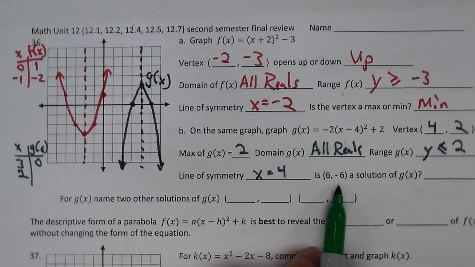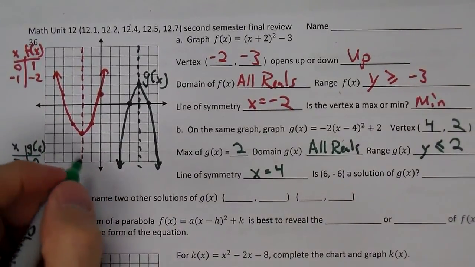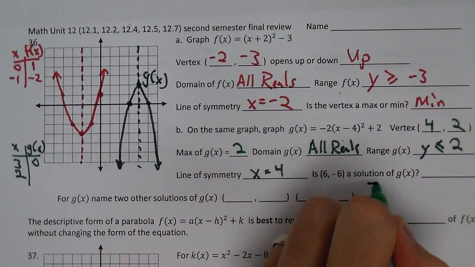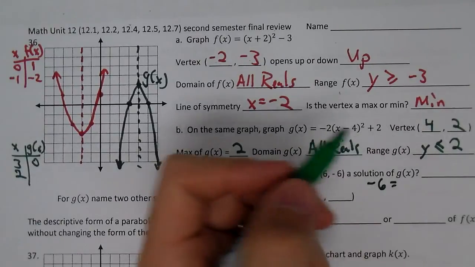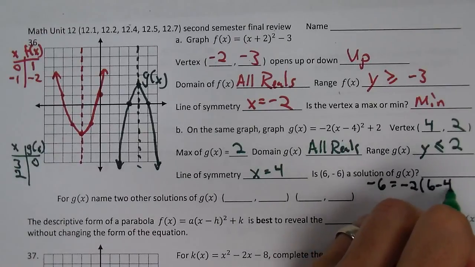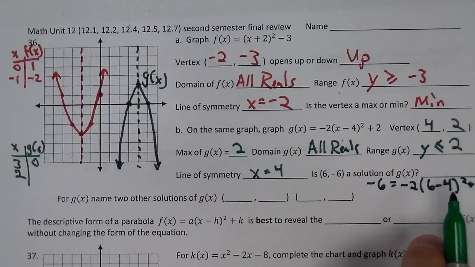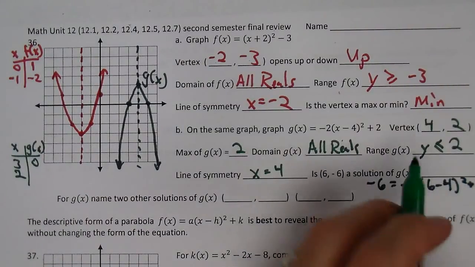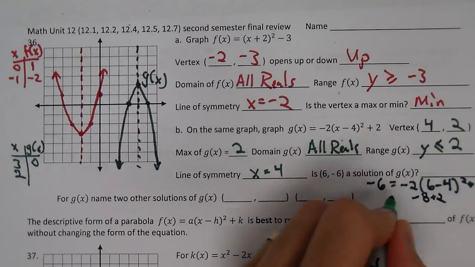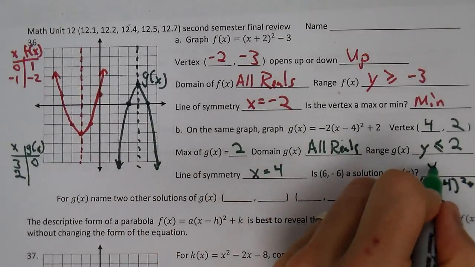If we want to check if negative 6 is a solution, all that means is we're going to plug it into our equation and see if that works. So let's go negative 6 would be our y value, or g of x. Negative 2 times (6 minus 4) squared plus 2. So all of this has to come out to be negative 6. Well, 6 minus 4 is 2. 2 squared is 4. 4 times negative 2 is negative 8 plus 2. And it looks like that comes out to be negative 6, so it matches, so we'll say yes.